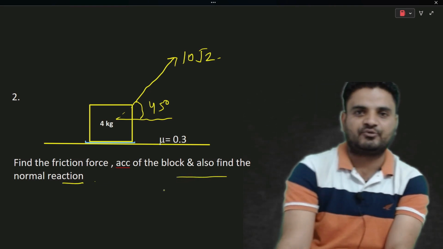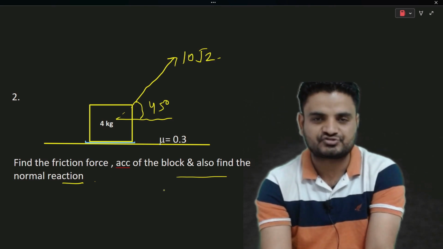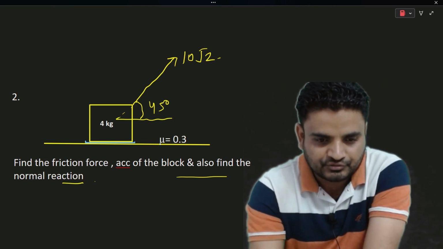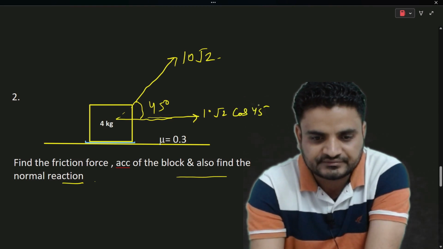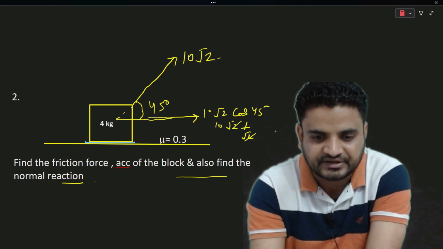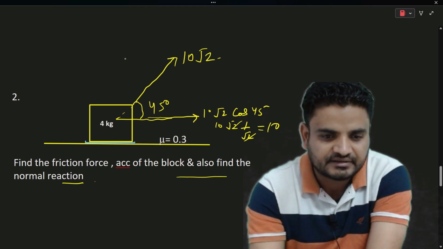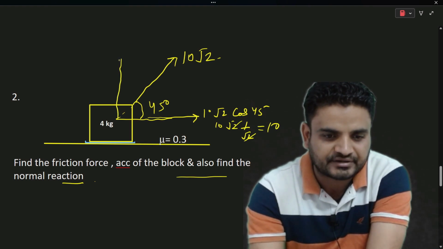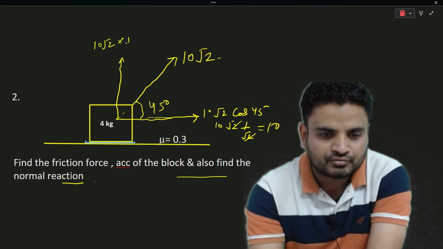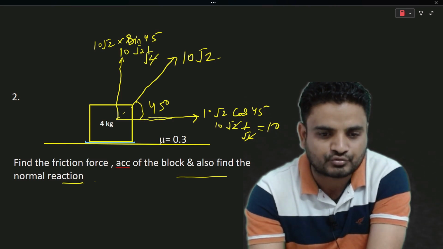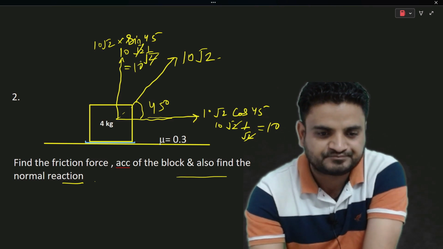So how to solve this type of question? First you have to resolve the force into horizontal and vertical components. So this component will be 10 root 2 cos 45. So 10 root 2 into 1 by root 2, so it will be 10. Similarly, this vertical component is 10 root 2 sin 45. So 10 root 2 into 1 by root 2, so it is also 10.